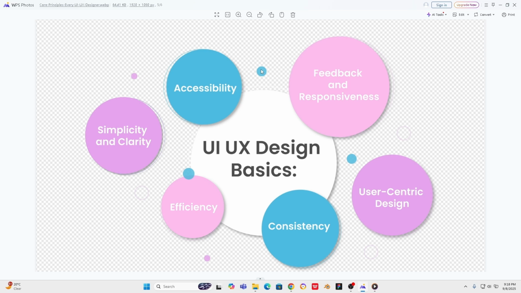Structure and accessibility. Visual hierarchy. Use elements like size, color, and contrast to guide the user's eye and direct their attention to the most important parts of the interface. Information architecture. Organize and structure content logically to make it easy for users to find what they need. This includes sitemaps and navigation flows.